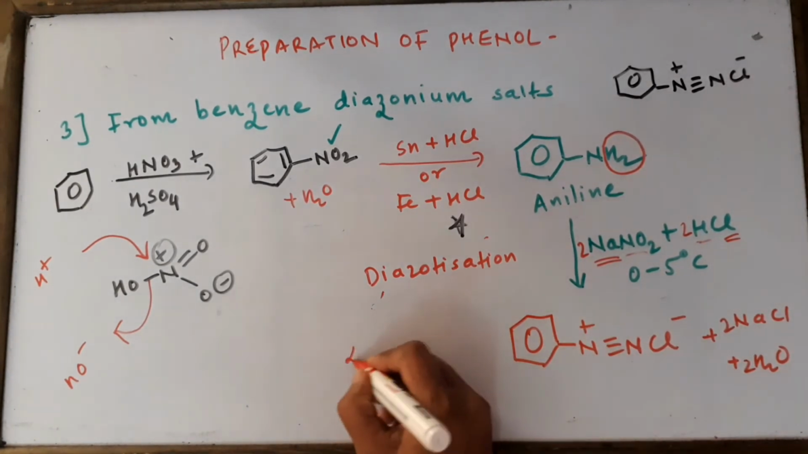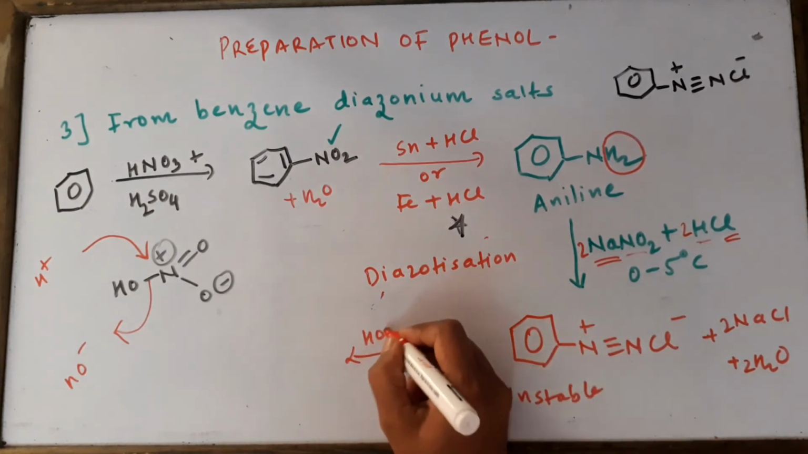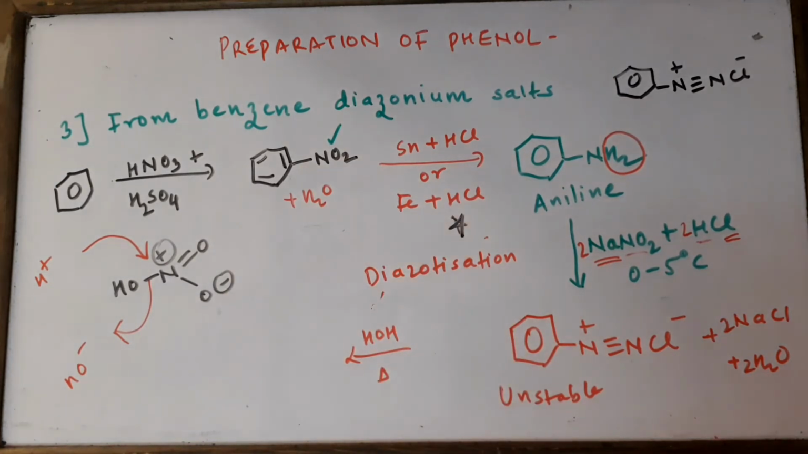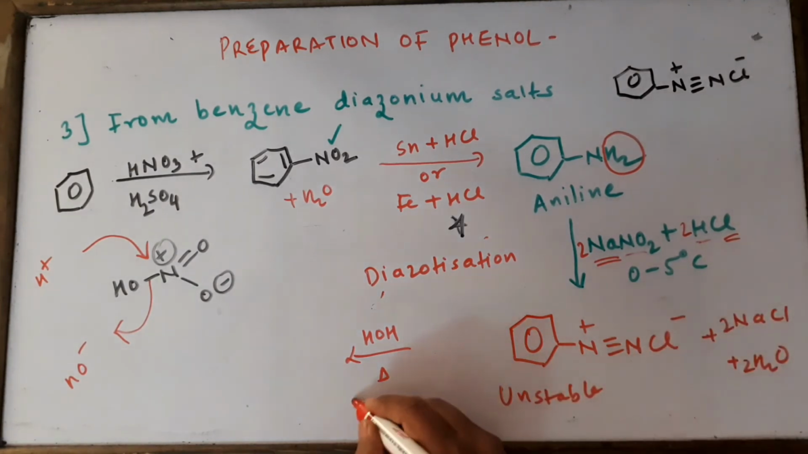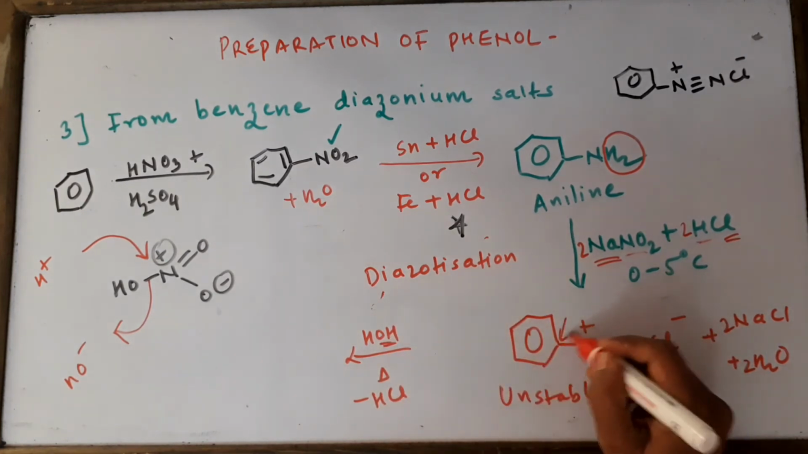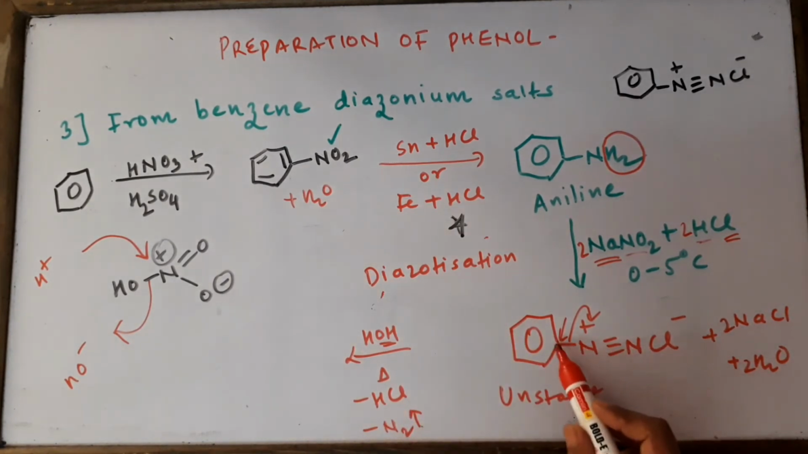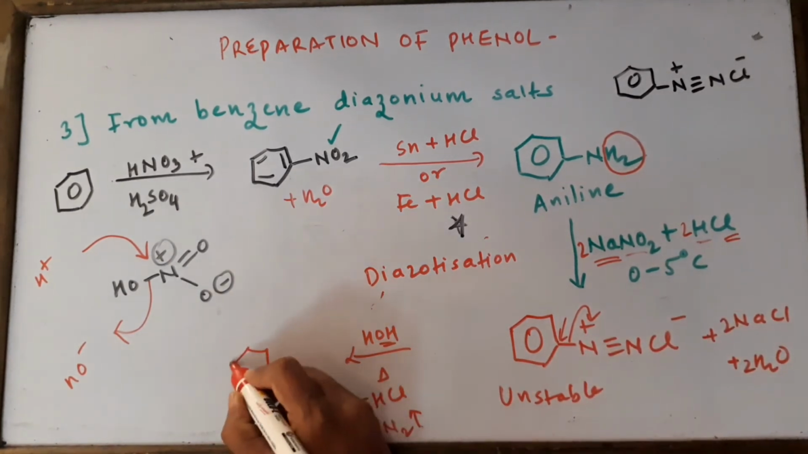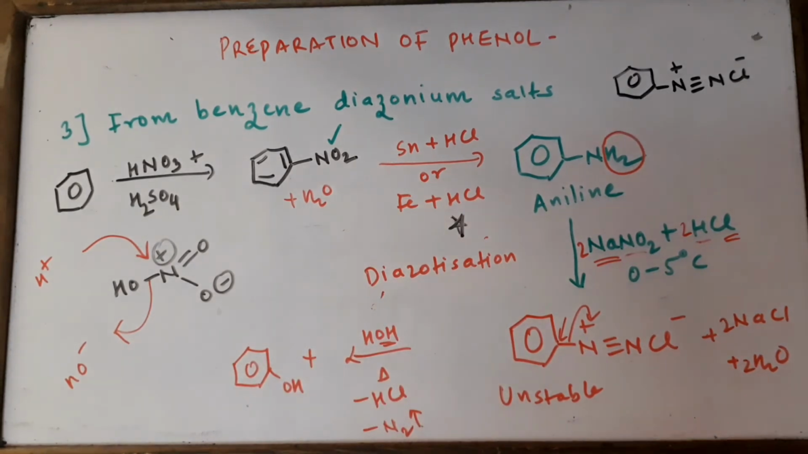Now what we are going to do to this salt, which is extremely unstable at room temperature, we will slightly warm it with water. When we warm it with water, the H plus of water will be going with the Cl minus. The OH minus of water is going to attack the benzene over here, and the nitrogen will be going out as a gas. Isn't it? So nitrogen goes out, HCl goes out, and what is getting attached here is phenol, OH. So eventually the answer which you get is phenol. So this was the third method from benzene diazonium salt. It is a small scale method.